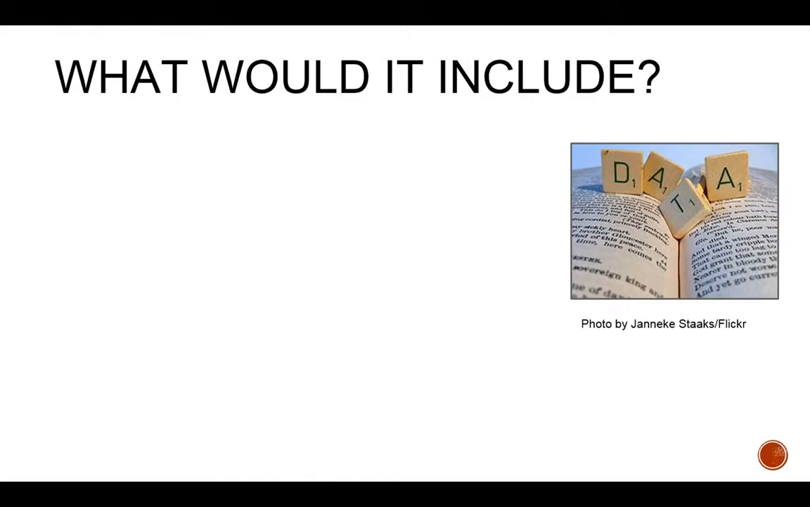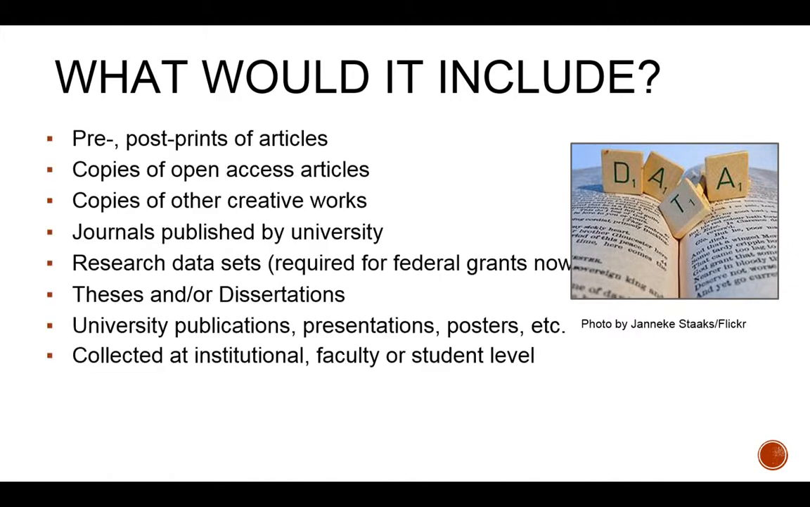What would it include? Each university can decide exactly what is collected in its repository. Some possibilities include pre- or post-prints of articles, copies of open access articles, copies of other creative work such as musical arrangements, short stories, or poetry collections, journals published by the university such as the College of Business's Journal of Business and Management Landscapes, or the Graduate Journal Explorations, research datasets.